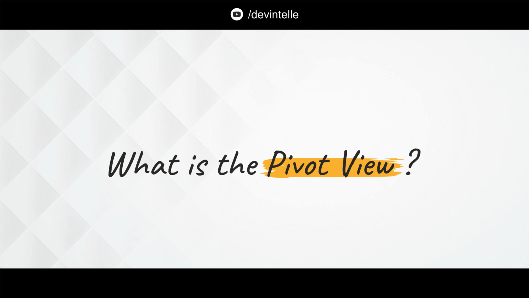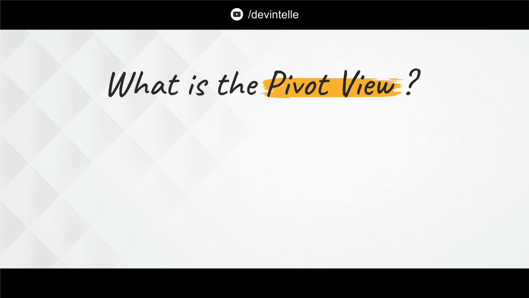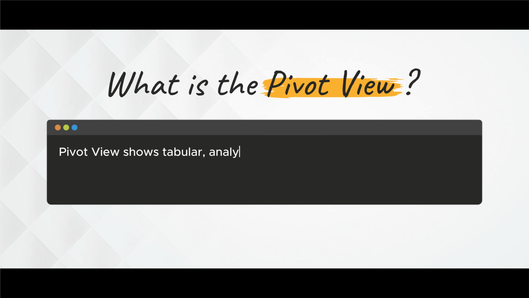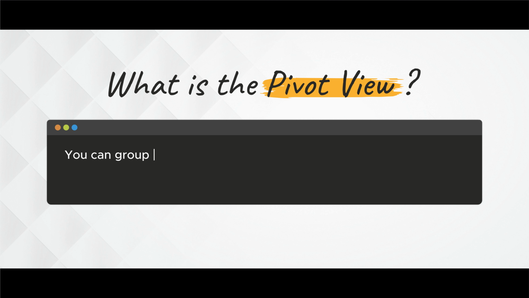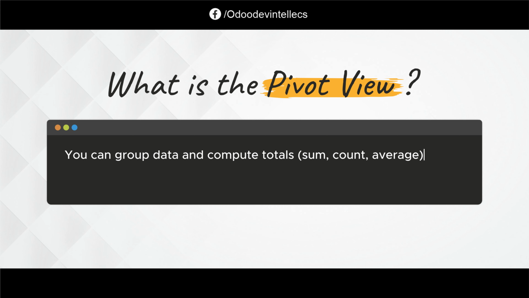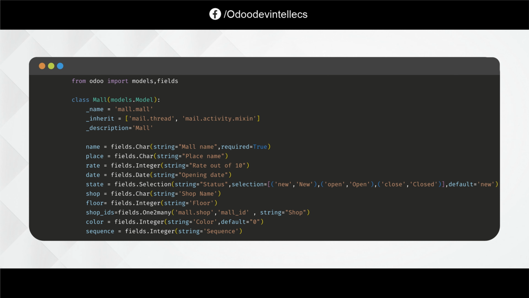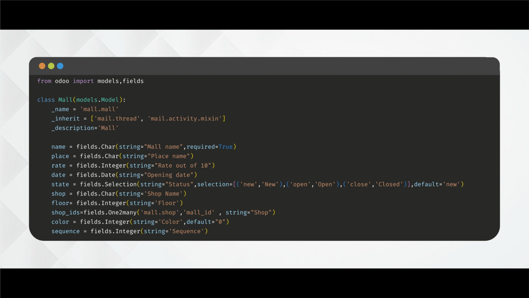First of all, I will tell you what the pivot view is. The pivot view shows tabular and analytical data summaries. It's mostly used for reporting purposes. You can group the data and compute totals like sum, count, average, etc. In this video, we will see how to create the pivot view for our custom model mol.mol.